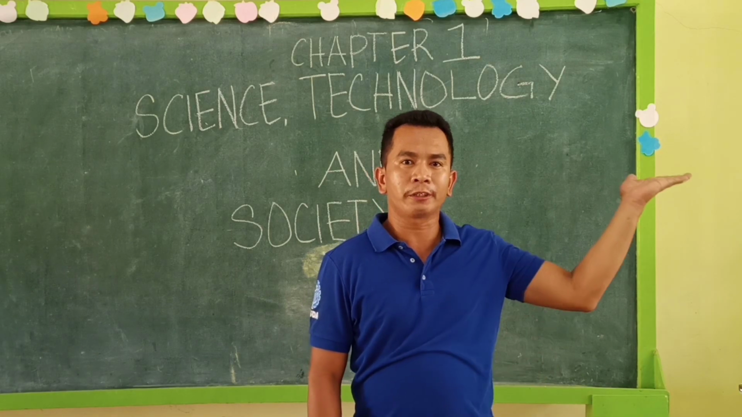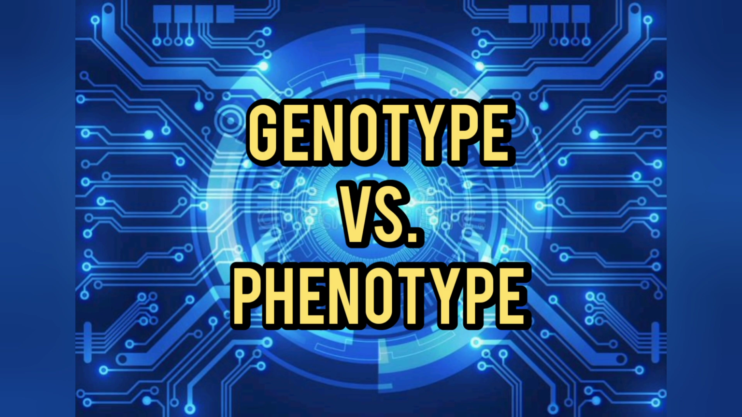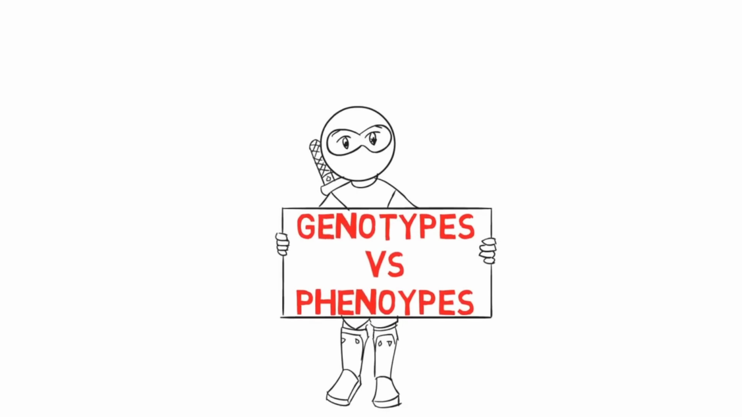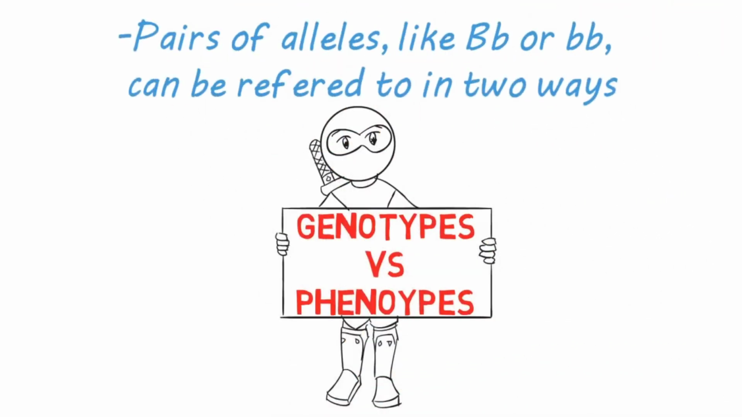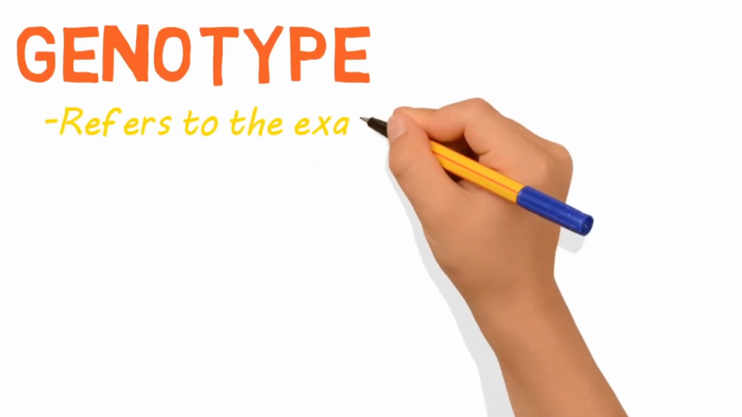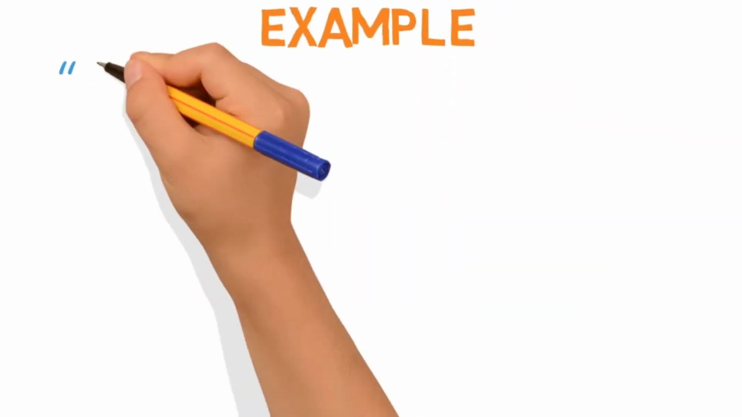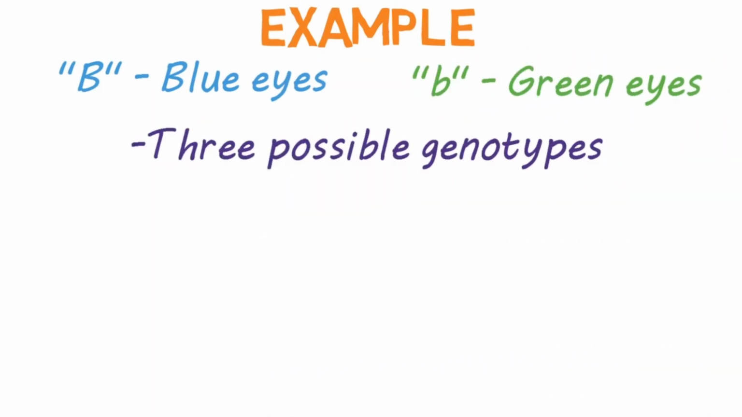What is genotype and phenotype? We're going to talk about genotypes versus phenotypes. When you have a trait, that is a pair of alleles, such as big B big B, big B little b, or little b little b, we can refer to them in two different ways. The first is the genotype, which refers to the exact pairing of the alleles. For example, with eye color, if there are two alleles, a big B for blue eyes and a little b for green eyes, then there are three possible genotypes: big B big B, big B little b, or little b little b. So these are the genotypes.